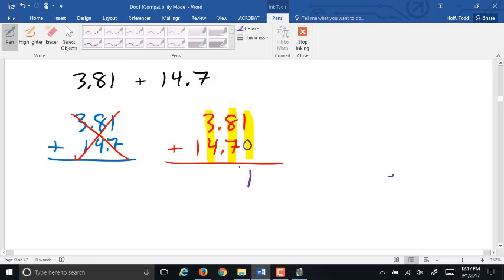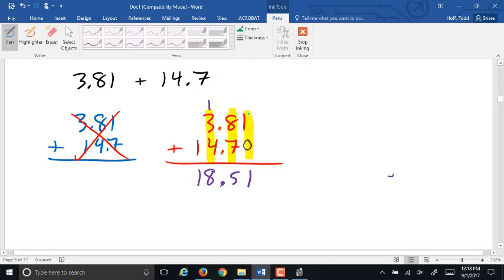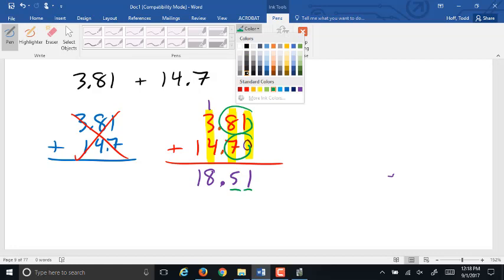8 and 7 make 15, so 5 carry 1. Notice the decimal point does not affect our carrying. But before we do the next column, we do need to bring the decimal point straight down. 1, 3, and 4 makes 8, and then the 1. The reason we brought the decimal point straight down is we have hundredths plus hundredths. It has to stay hundredths.